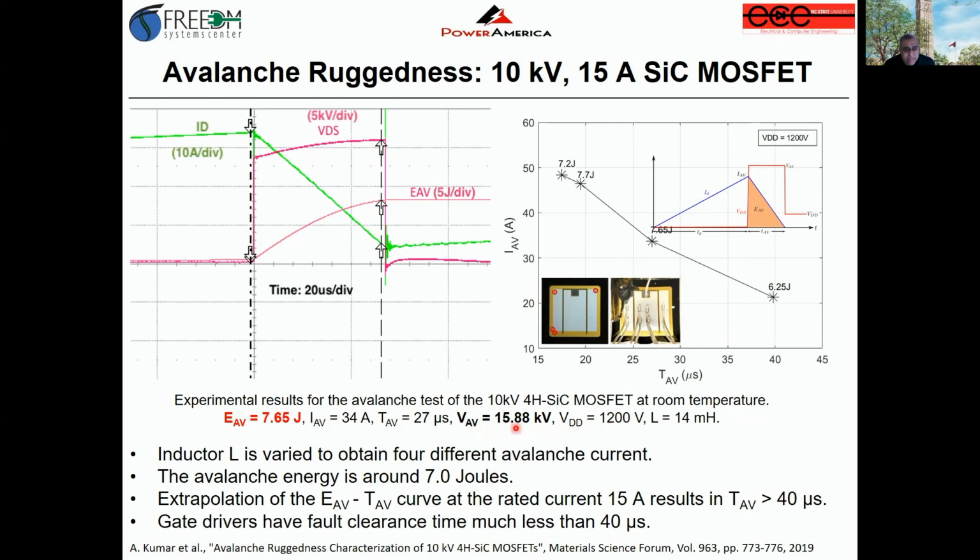And this is the avalanche voltage. And of course, we have the avalanche time, and this experiment was done at 1200 volts. So depending on the avalanche current, we can then plot the avalanche time. Of course, the avalanche voltage and the energy remain pretty much the same.